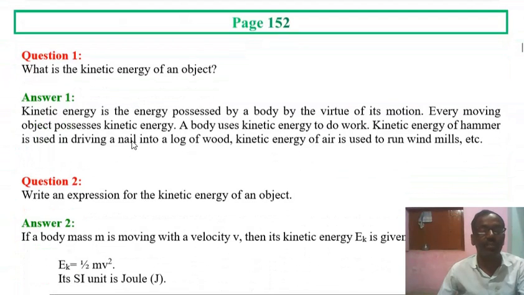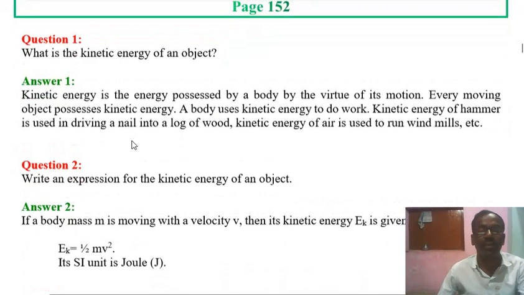This is question number 1 of page number 152. What is the kinetic energy of an object? Kinetic energy is the energy possessed by a body by virtue of its motion. Every moving object possesses kinetic energy. A body uses kinetic energy to do work.